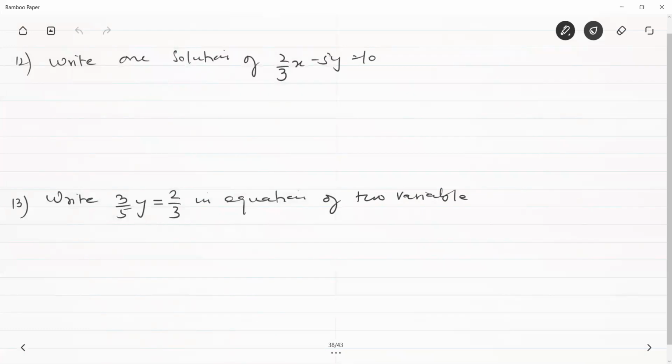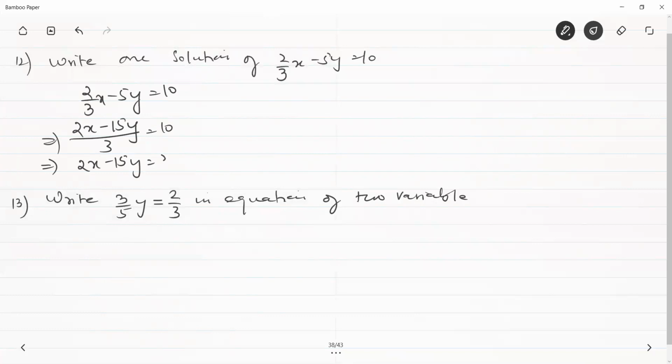Okay, write one solution of this. Now the coefficient of x is in fraction, so make it in standard form. No, this is not in standard form. So what you can do is 2x minus 15y by 3, I have taken LCM, is equal to 10. You can take. So you can say 2x minus 15y is equal to 30.